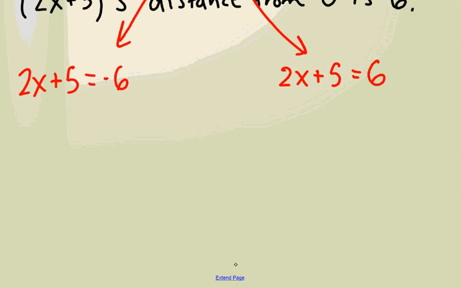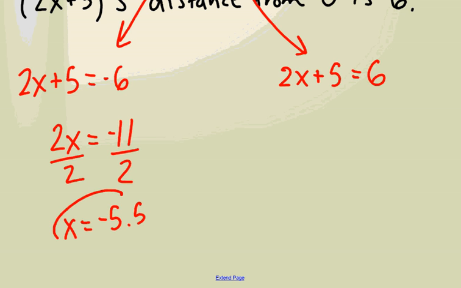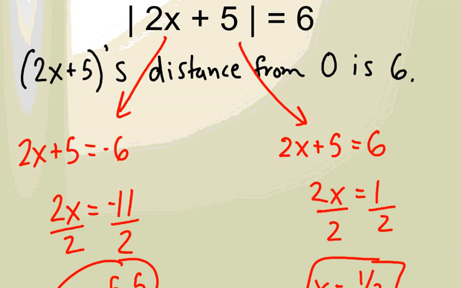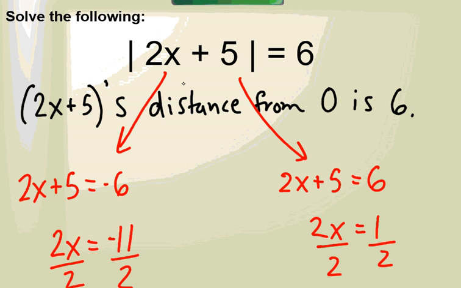Now you just solve your two equations, and we've solved these ones time and time again. These are two-step equations. Subtract 5 to get my numbers to the same side, and then divide by 2. And you'll get -5.5. Same over here, subtract 5, I then get 2x = 1. Divide both sides by 2, and I get x = 1/2. So 1/2 and -5.5 are your two answers. Those will be the two values that will make this statement in the absolute value either be 6 or -6, and therefore its absolute value will always equal 6. So that's how you solve problems like that.